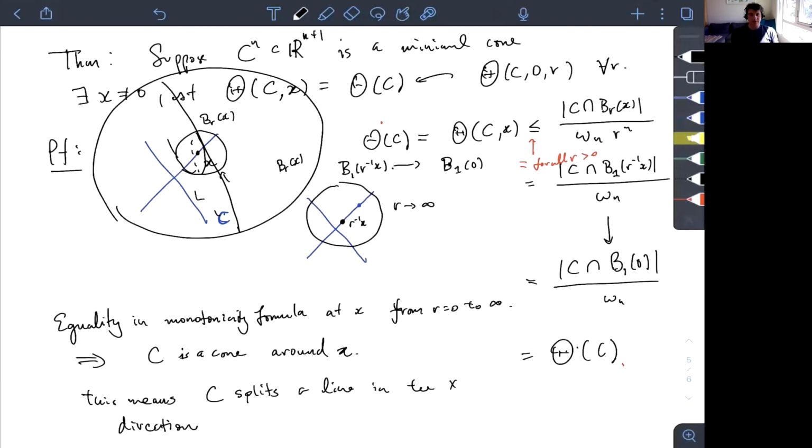Okay, so I'll stop here for this lecture. In the next lecture, I will talk a bit about generic regularity and the work of Hardt-Simon.